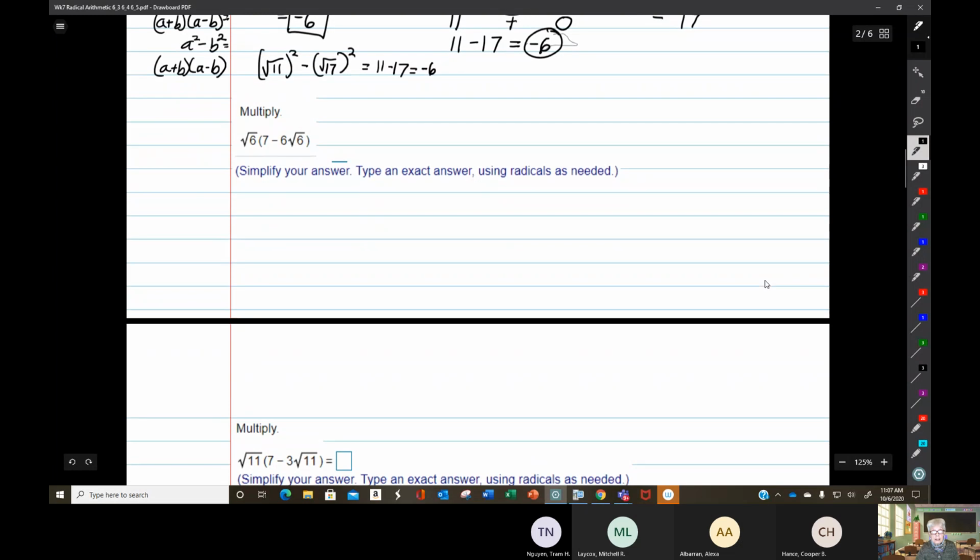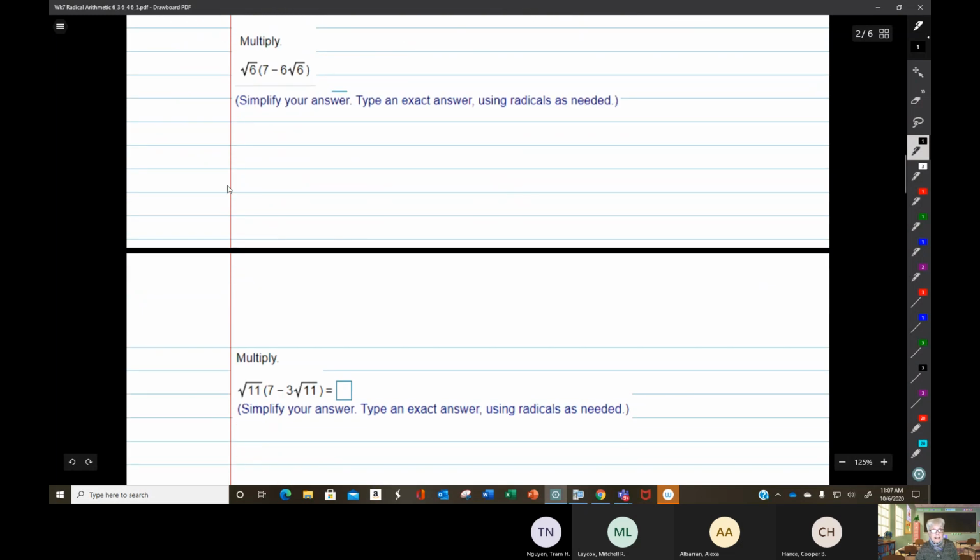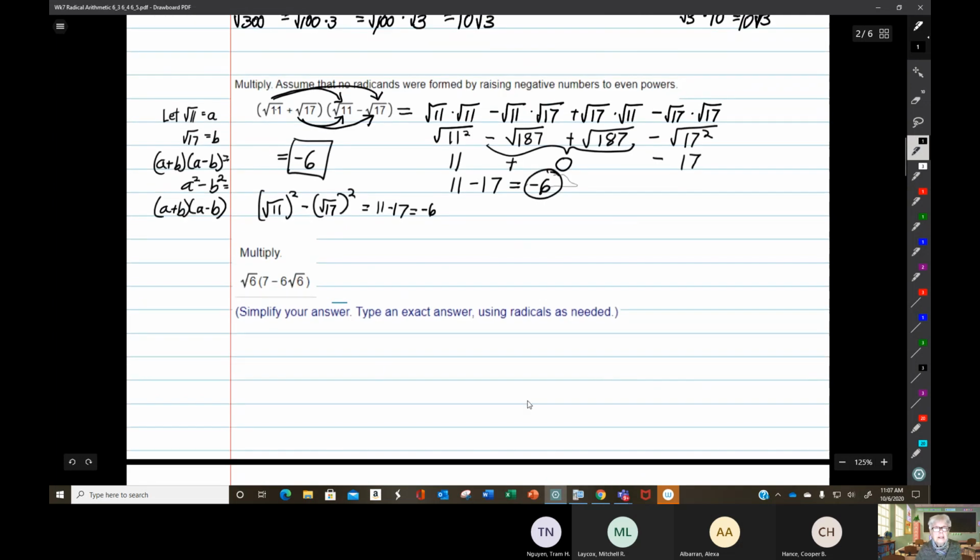Okay, now here, both of these, that one and that one, these are much simpler problems because look, here's a number times terms in parentheses. All I have to do is distribution. The square root of 6 times 7 minus the square root of 6 times 6 times the square root of 6. Let's see what that gives us.